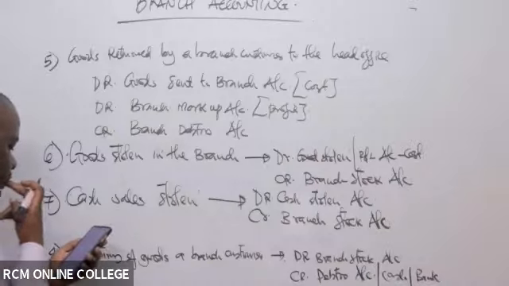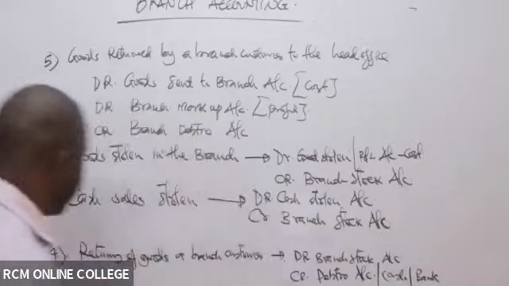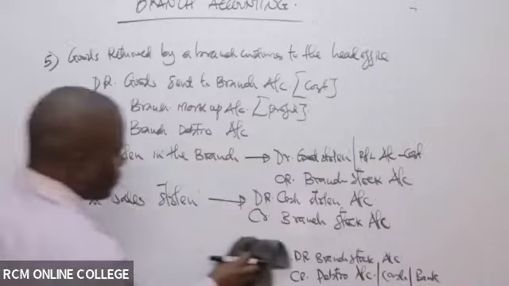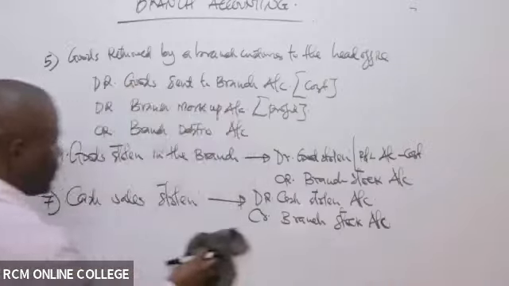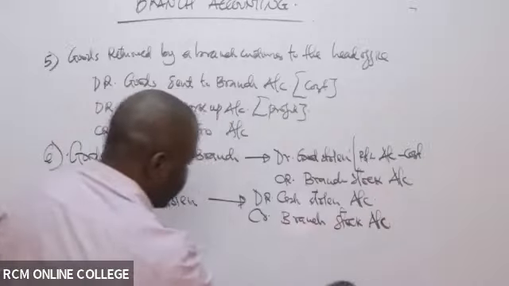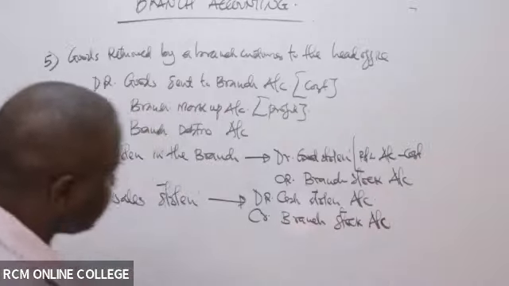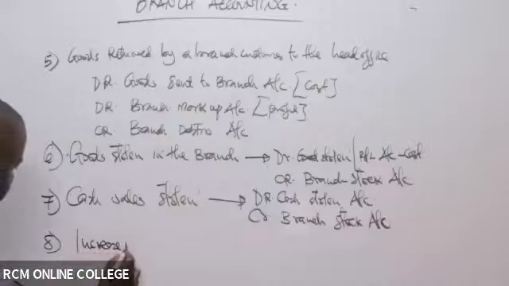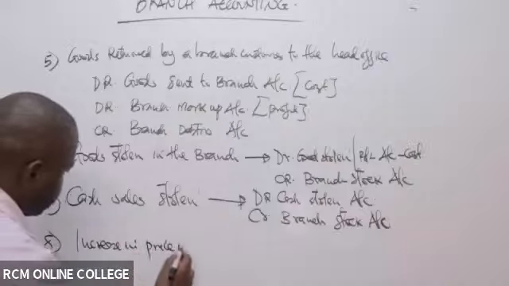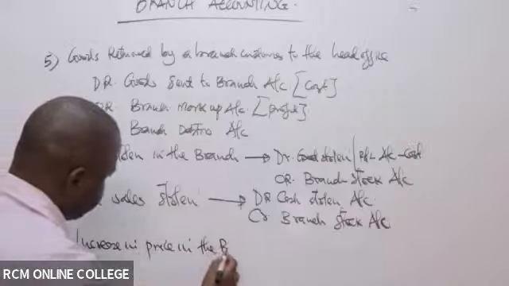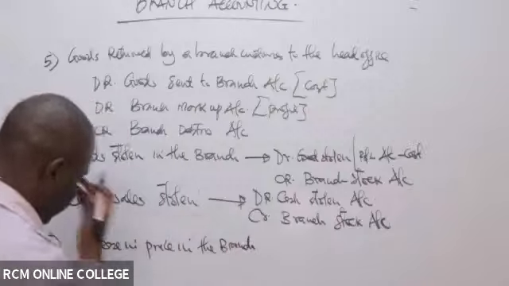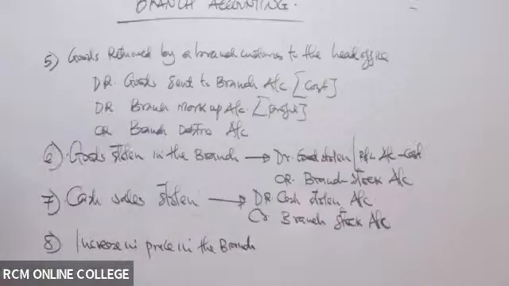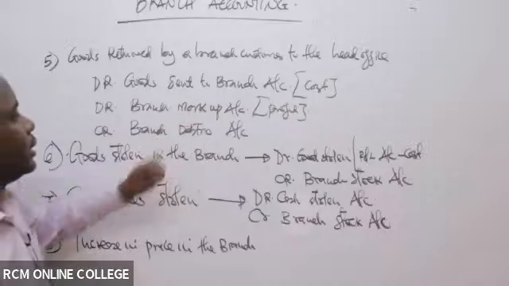Then there can be an increase in price. Another transaction: the branch can decide they're going to increase the price of the goods. They are selling goods there at the branch, but in that branch, they have decided to change the price. So there can be an increase in price of goods in the branch. Automatically, this will end up affecting the markup account or the profit account.